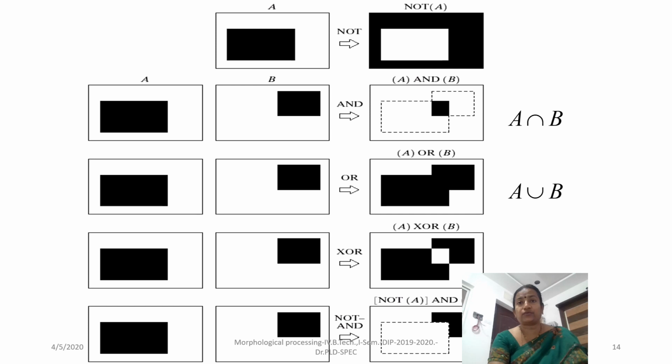Here this is an XOR operation. And A and B are two different images, and NOT A and B means A is absent here and the remaining part of B appears here. This is the operation of NOT A and B. So these are the different morphological operations represented according to set theory concepts.